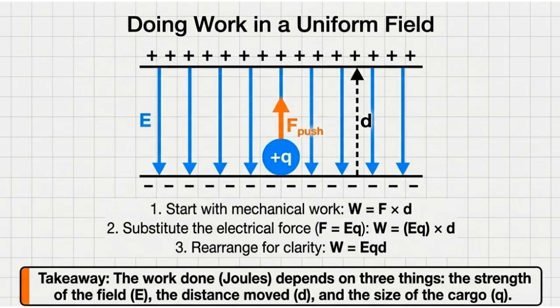We start with the basic formula for mechanical work, which is force multiplied by distance. Here, the force is the electrical force acting on a charged particle, so we substitute force with the product of the electric field strength and the charge. This gives us work as the electric field times the charge and the distance moved. This means the total work done depends directly on three key factors: the strength of the electric field, the distance the charge moves within the field, and the magnitude of the charge itself. Understanding this relationship helps us predict how much energy will be transferred when charges move through an electric field.